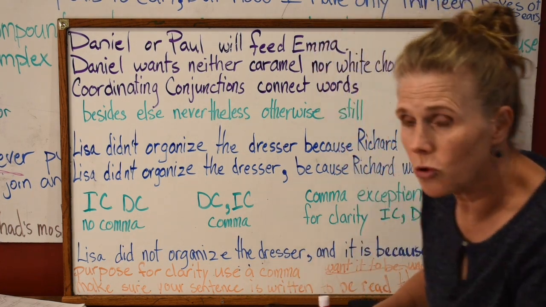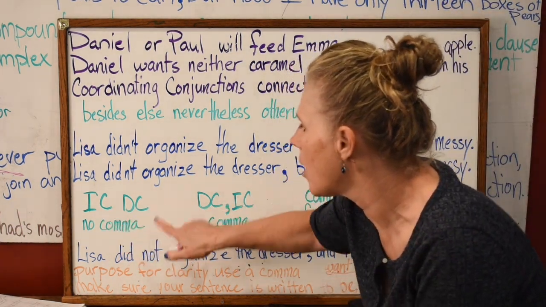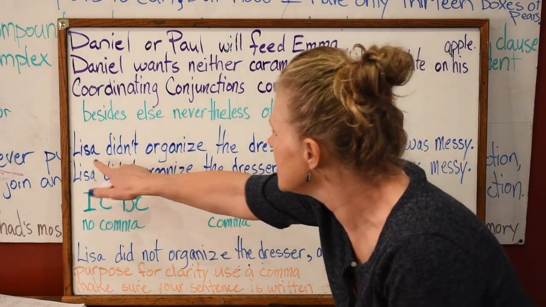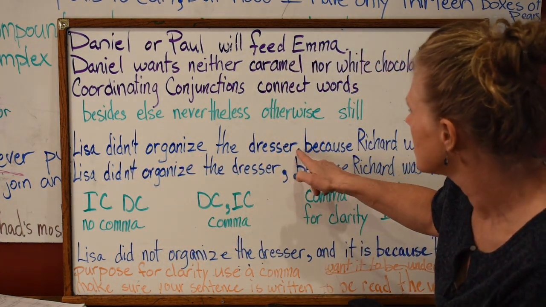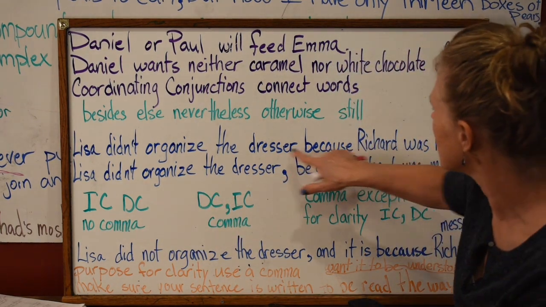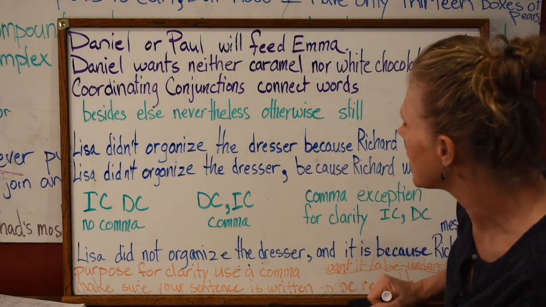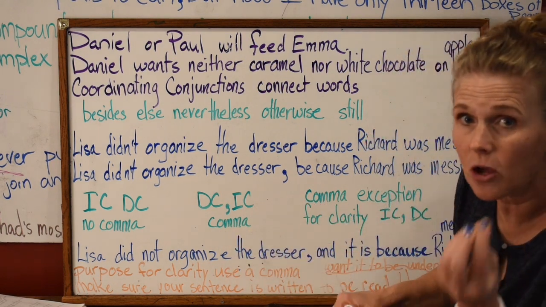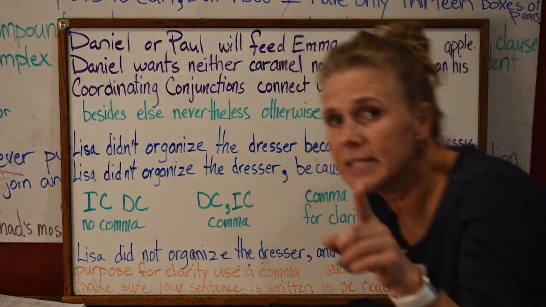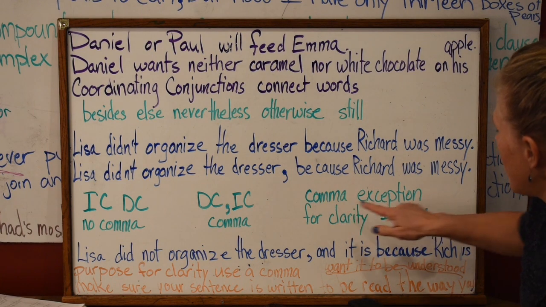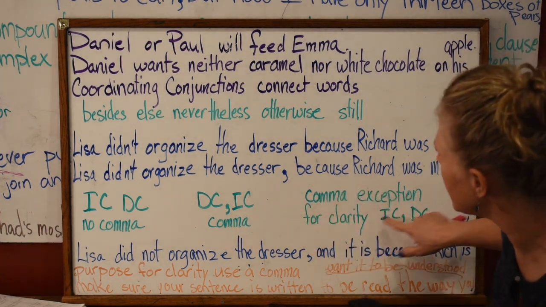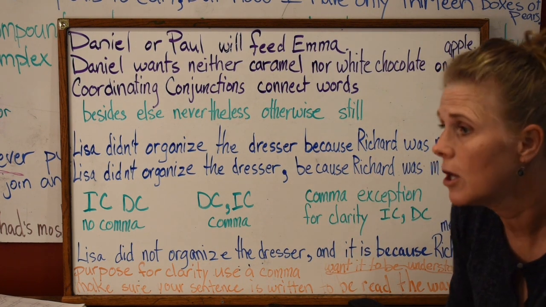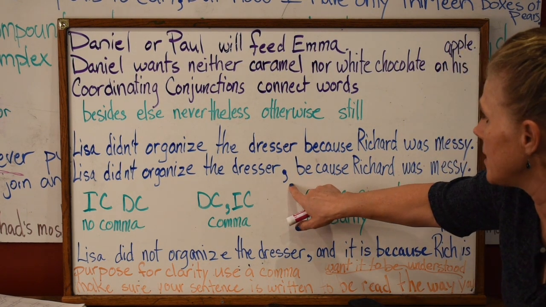So this is the rule. If you have an independent clause with a dependent clause, it does not take a comma. See, Lisa didn't organize the dresser. See, that's this right here. So it doesn't take a comma. So if you have a dependent clause and an independent clause, they take commas. But here's the exception on here. Comma exception for clarity. If you need more clarity because it's confusing, just add your comma in here.